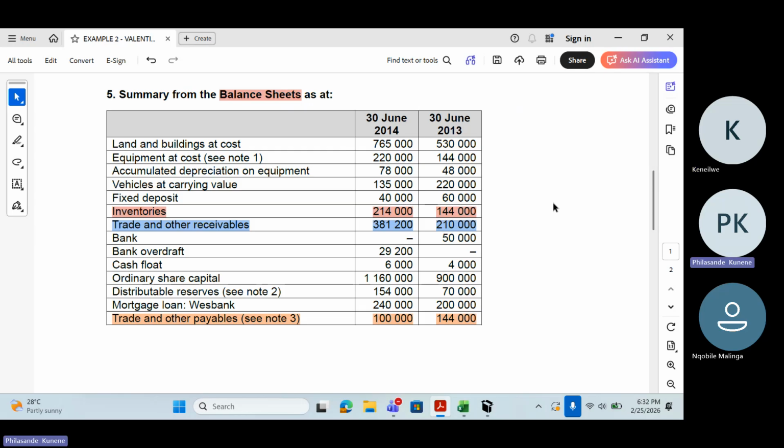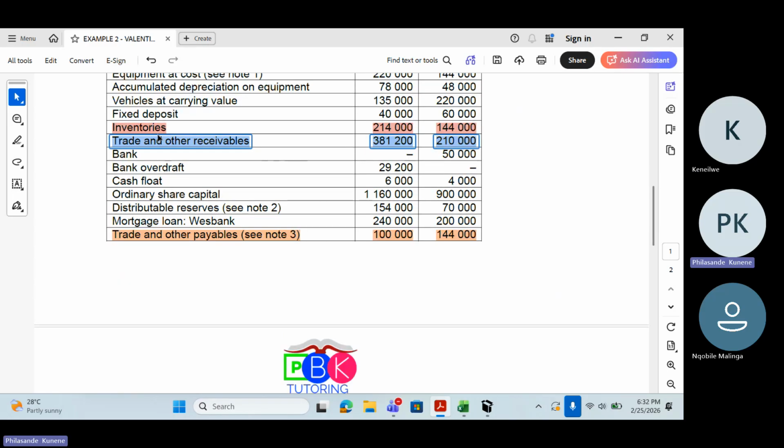You must, even if they didn't tell you, you must go and check if there is a note, because we need to be careful to remove SARS there and shareholders for dividends. Here they didn't tell us anything about a note, which means there's no note for this one. So no SARS is included here, because SARS income tax can either be a receivable or a payable. So it's very important.